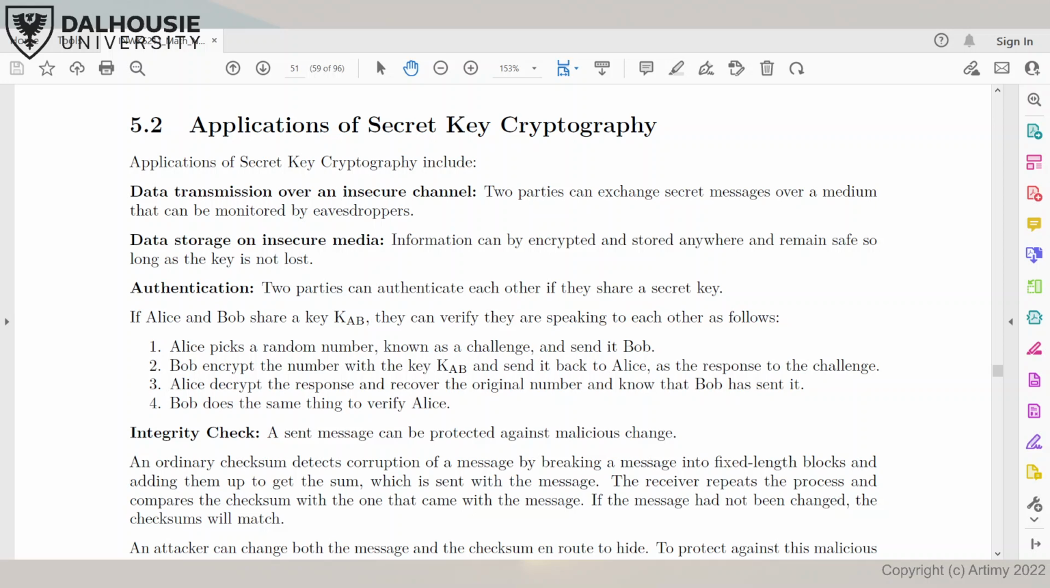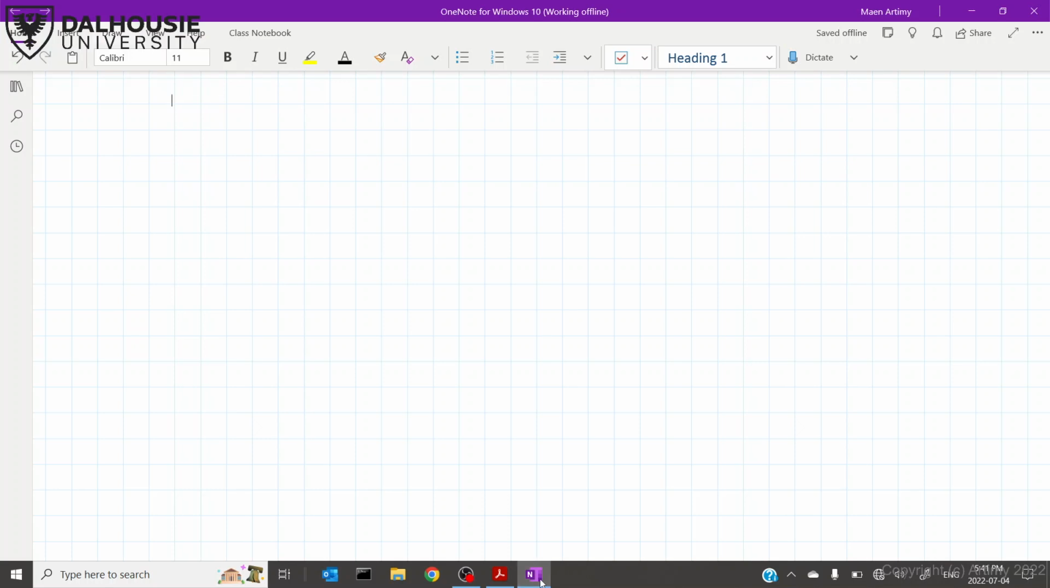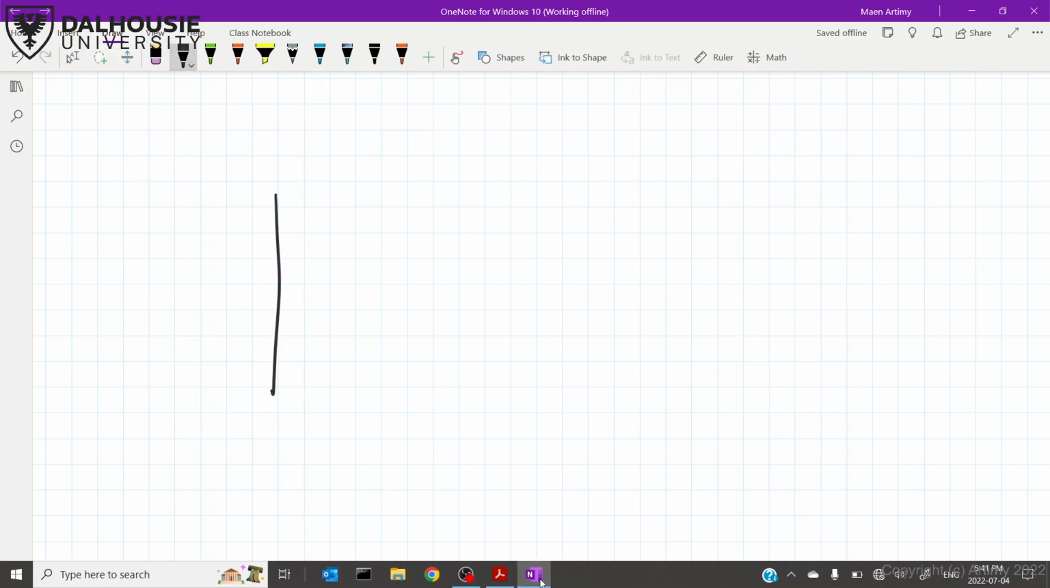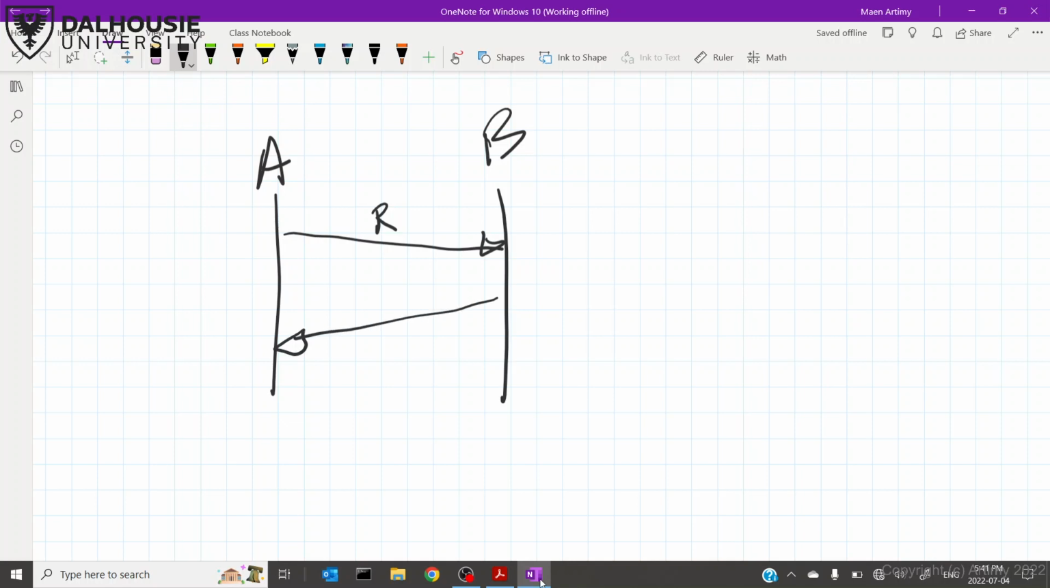Right, so let me put that in drawings here. So let's say here's Alice, here's Bob. Alice sends a message to Bob saying, here is a random number, Bob. How about you encrypt it and send it back to me? So Bob sends a message back with, this is the encryption of R, the random number, with the key, which results, of course, in encrypted text or ciphertext.